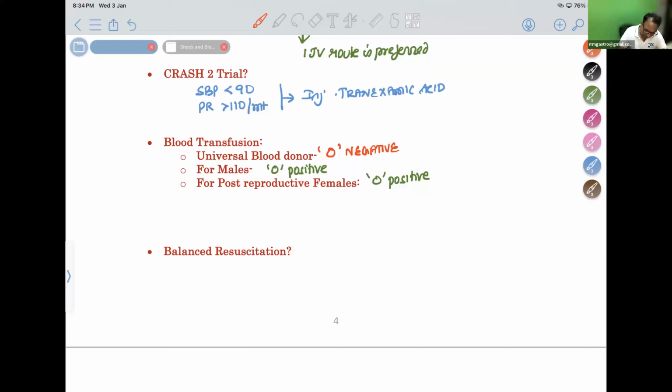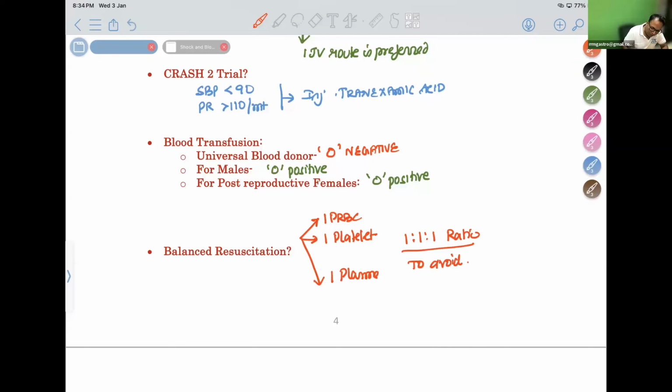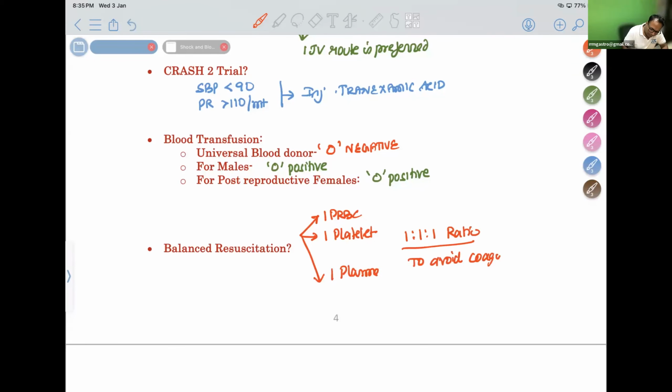Very important, another update. Balanced resuscitation is, we should not only transfuse blood. When you transfuse one packed red blood cell, I should transfuse one platelet and also one plasma. So this is a 1:1:1 ratio. This is done to avoid coagulopathy of doing only blood transfusion.